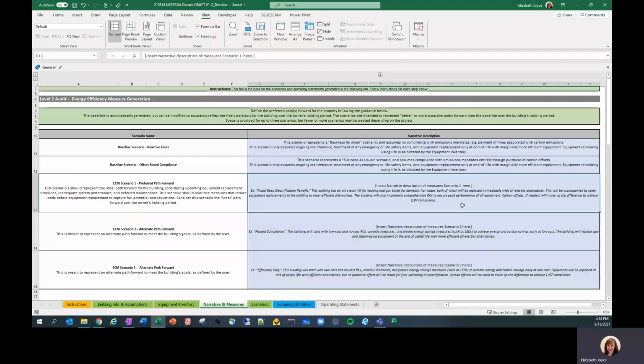The first, rapid deep electrification retrofit, which includes comprehensive fuel switching and equipment replacement needed to achieve deep carbon savings. A phased compliance approach, which achieves electrification, but on a slightly longer timescale with lower cost or no cost measures up front. And then finally, an efficiency-only path forward, which assumes no proactive electrification and implementation only of low-cost or no-cost retrocommissioning or other energy conservation measures.